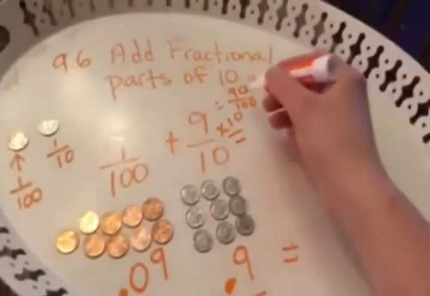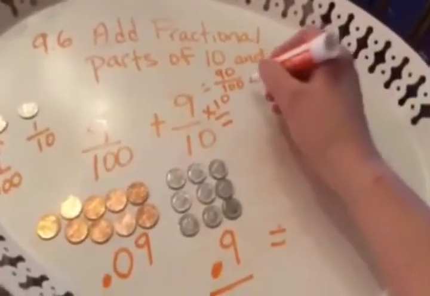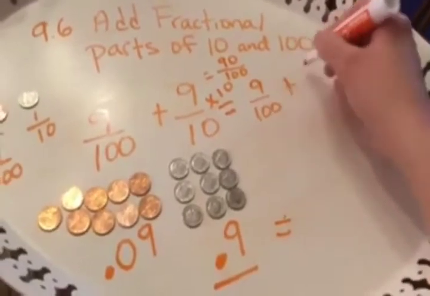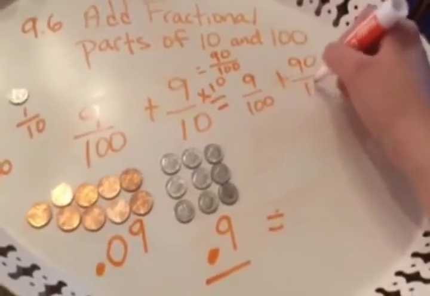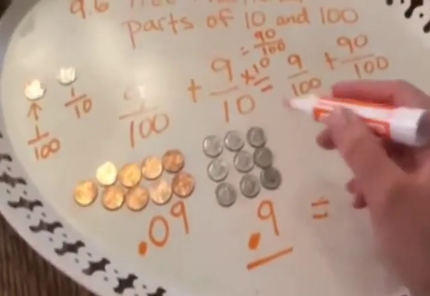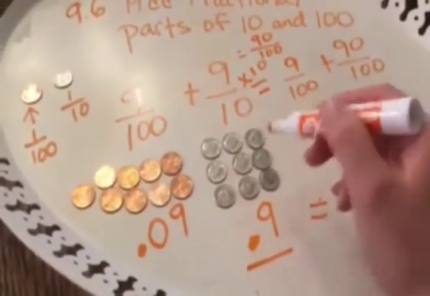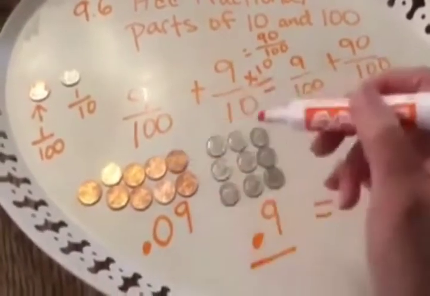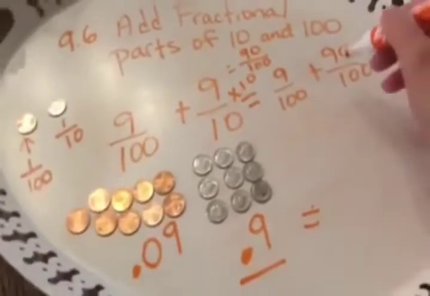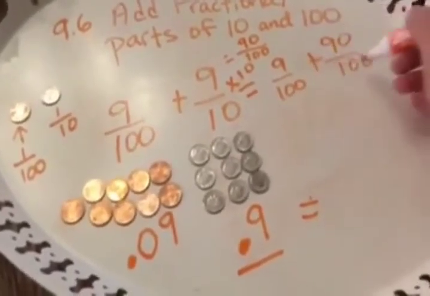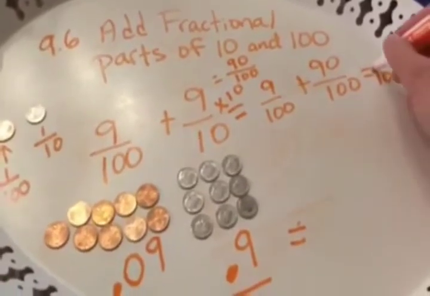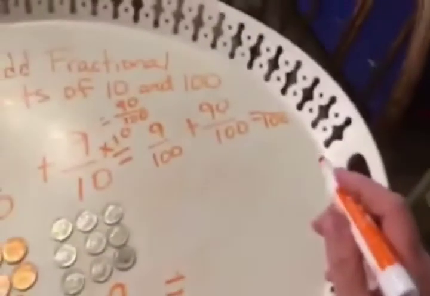So now that I've converted this to 90/100ths, I have a whole new problem. I have 9/100ths plus 90/100ths, because I could go to the bank with these 9 dimes and exchange those 9 dimes for 90 pennies. But that would be a lot of change in my pocket, and I probably wouldn't want to do that. Instead, I'm going to say, well, now I have the same denominator. So when I add these, my denominator does not change. Same rules apply. And I'm going to keep the 100ths at the bottom.